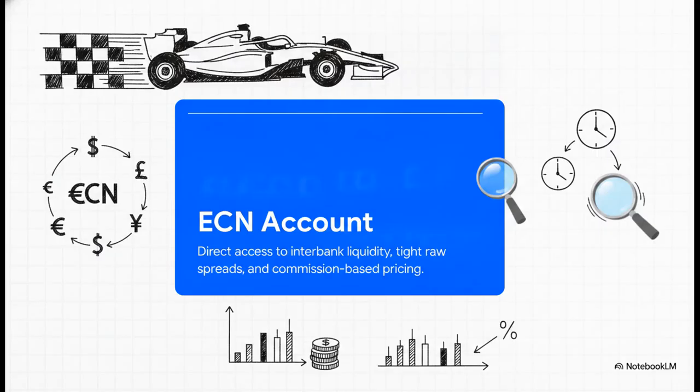But wait, what if you actually are that professional Formula One driver? Well, that is exactly where the ECN account comes in. ECN stands for Electronic Communication Network. If you're a high-frequency professional trader, the ECN account is absolutely your go-to for the tightest possible spreads and raw pricing. Basically, you pay a flat, fully transparent commission per trade, but the spread itself is incredibly tight. We're talking sometimes all the way down to 0 pips.